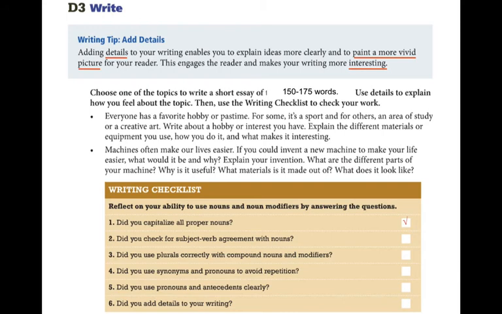Did you capitalize all proper nouns? Did you check for subject-verb agreement with nouns? Did you use plurals correctly with compound nouns and modifiers? Did you use synonyms and pronouns to avoid repetition? Did you use pronouns and antecedents clearly? Did you add details to your writing? If so, you're ready to submit it.